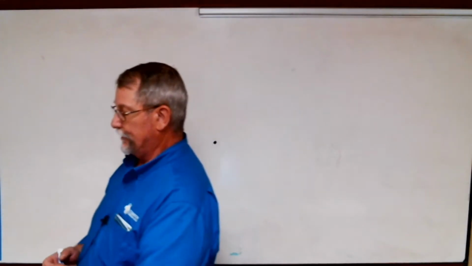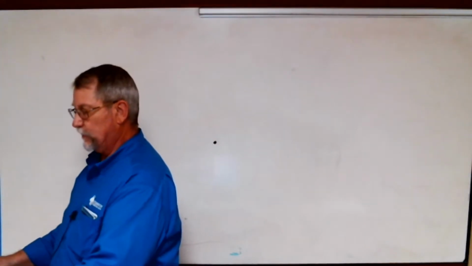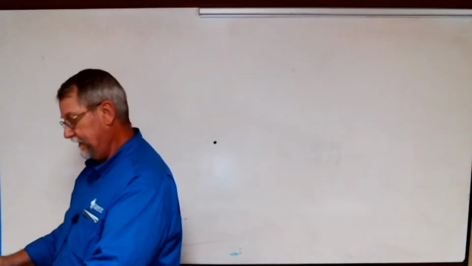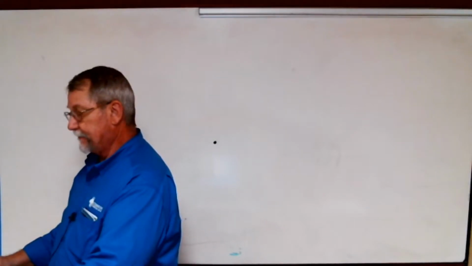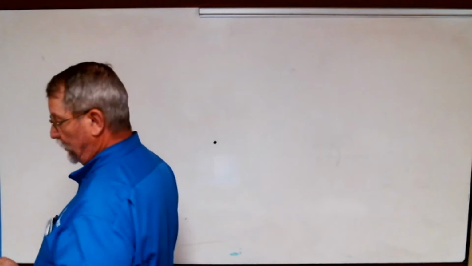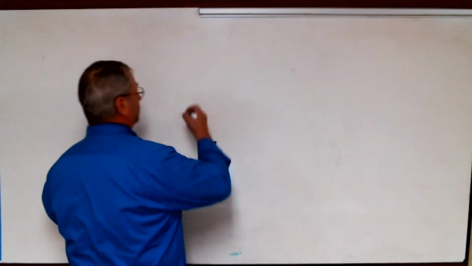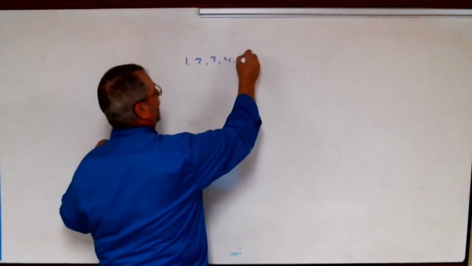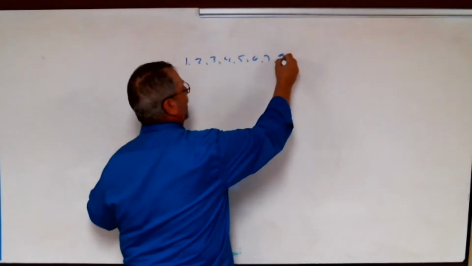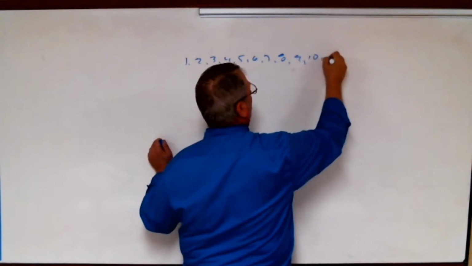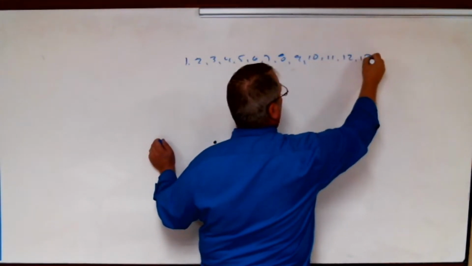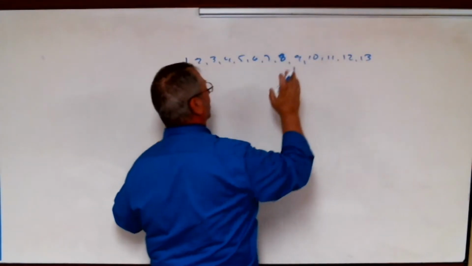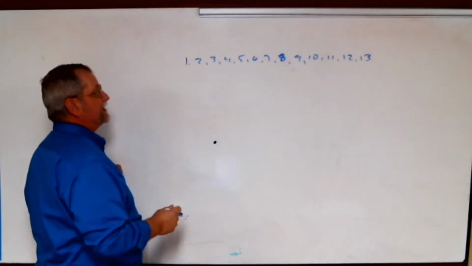All right, lesson number 21, Math 87, page 116. Prime and composite numbers and prime factorization. Okay, prime and composite numbers. When we have numbers, okay, prime numbers and composite numbers.